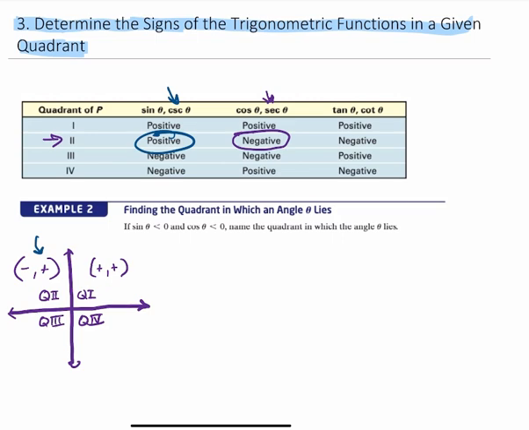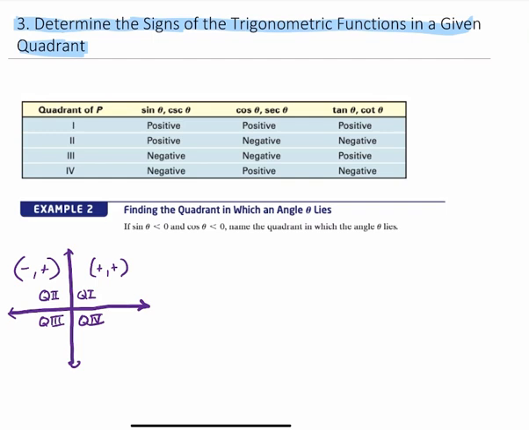Now the tangent, sine divided by cosine, so we would be taking this positive value and dividing it by a negative value. Positive divided by a negative is negative, so the tangent is negative in the second quadrant. And by relationship, the cotangent, since that is the reciprocal of the tangent. I keep saying inverse, but what I mean is the flipped fraction, the reciprocal. Inverse is something a little bit different.